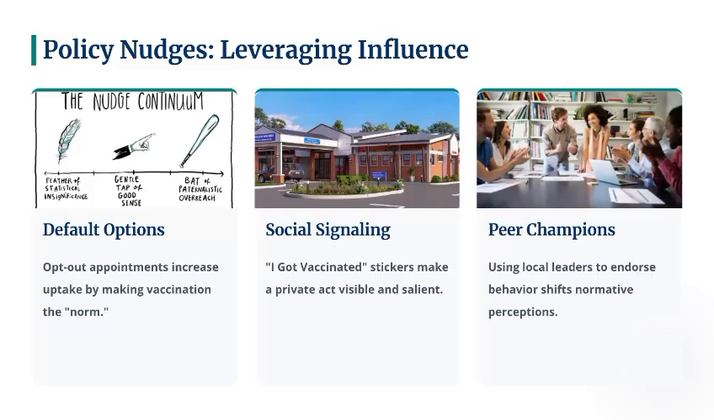Next we have policy nudges leveraging influence. So how do we fix this? We use nudges. Default options: make vaccinations opt out so it becomes the perceived norm. Second is social signaling. I got vaccinated stickers make a private act visible and salient. Lastly, peer champions. Using local leaders to endorse behavior shifts normative perceptions.